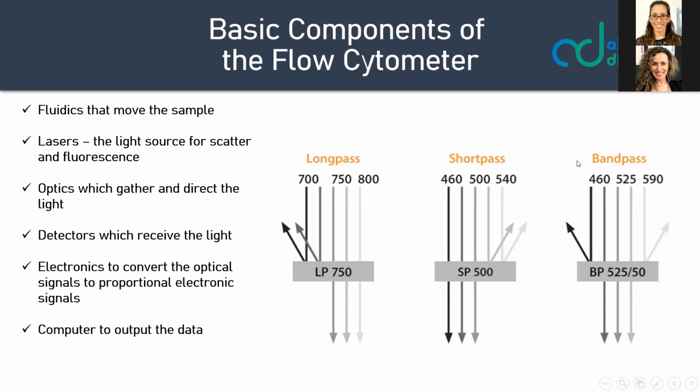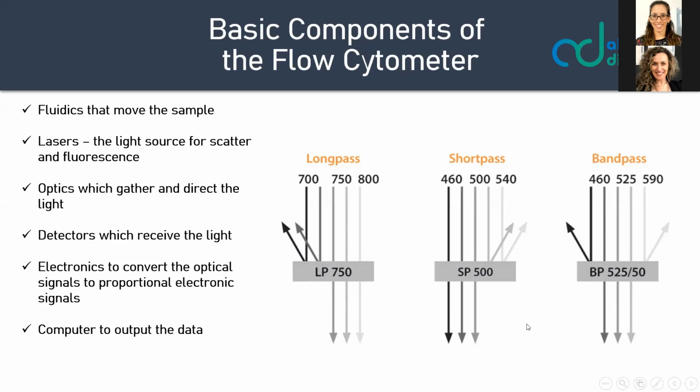The most common filter in use in flow cytometry is the bandpass filter. A bandpass filter is a specific range of wavelengths. In this example, bandpass 525/50 means that all the wavelengths between 500 and 550 nanometers are allowed to pass through into the detector, and all the others are reflected. So this bandpass filter is a common FITC filter.